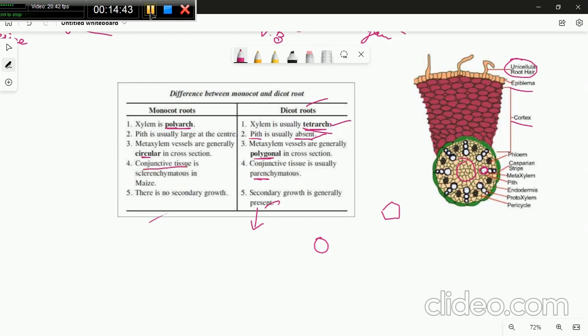Here the conjunctive tissue in the monocot root is made up of sclerenchymatous cells. I have told you there are three types of permanent tissue. The first one is parenchymatous cells, of which the conjunctive tissue in the dicot root is made up. But in the case of monocot roots the conjunctive tissue is made up of sclerenchyma, that is, the sclerenchyma cells, which are considered dead cells because of the absence of a nucleus. So the conjunctive tissue is sclerenchymatous in the maize root.